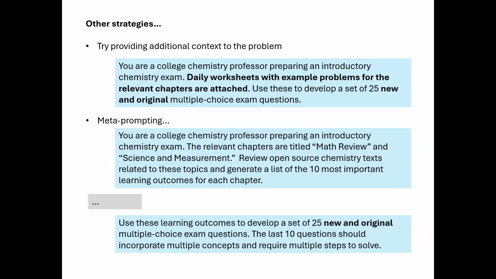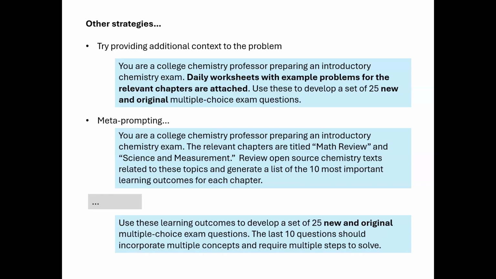Another strategy which I found really interesting is sometimes called meta prompting. Meta means next to or adjacent. It's not a Facebook reference. And so what you're trying to do is kind of prime the pump here and get AI thinking in general. So you might start your prompting with some context. You're a college chemistry professor preparing an introductory chemistry exam. The relevant chapters are titled Math Review and Science and Measurement. Review open source chemistry texts related to these topics and generate a list of the 10 most important learning outcomes for each chapter. It will go through and do this.